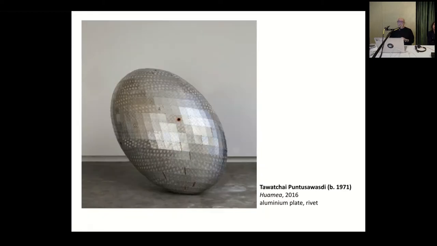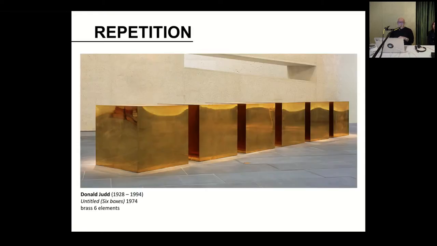So this particular image is by the Thai artist Tuachai Pontasawasdi. It's a very, very simple form which hides a very complex idea. It's a geometric shape, but it's based on a planet which is pulled into this ovoid shape by the gravity which it's being subjected to by other planets around it. So simple forms repeated are seen in the work of Donald Judd.